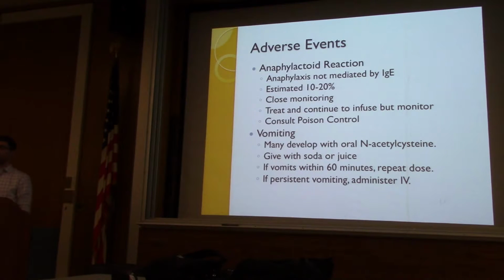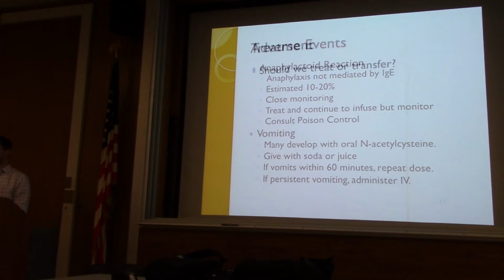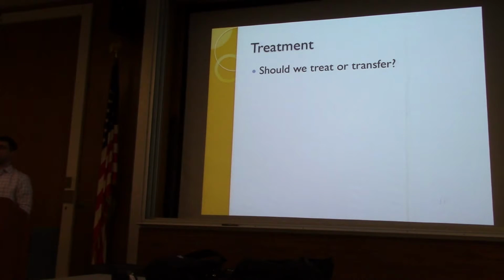And that's one of the important reasons to get poison control on board early, because N-acetylcysteine at such high doses isn't always benign. And just to go IV versus PO, IV is preferred, as I mentioned, for any hepatic failure, vomiting, or any contraindication to oral administration.